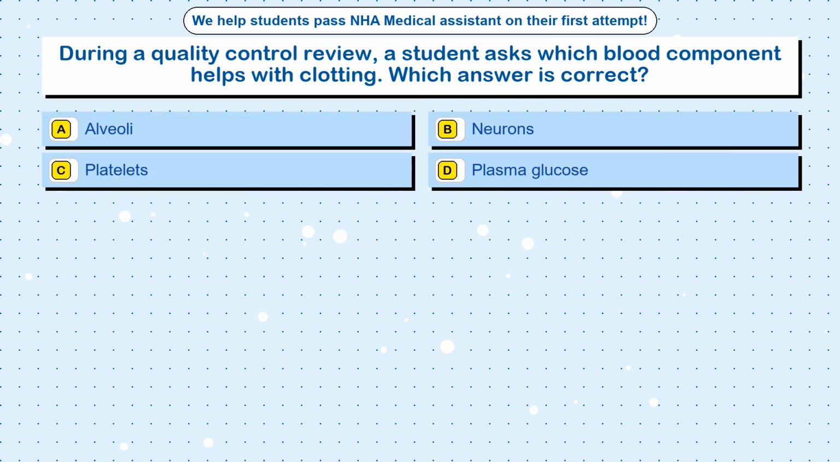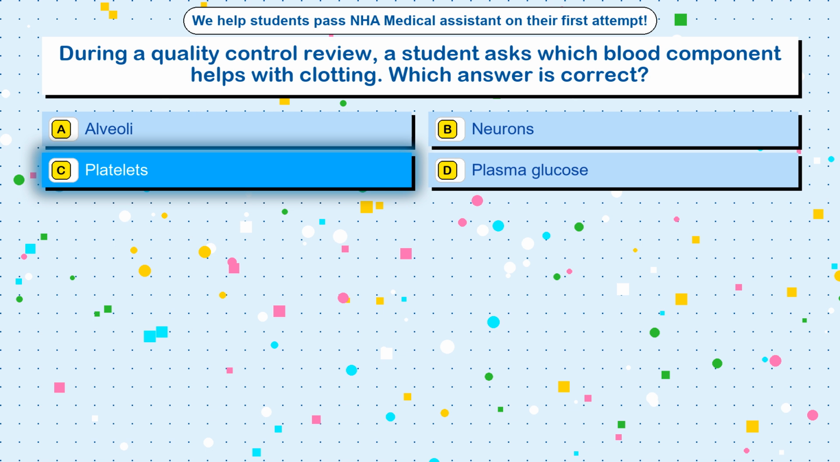Question 88. During a quality control review, a student asks which blood component helps with clotting. Which answer is correct? Option A, alveoli. Option B, neurons. Option C, platelets. Option D, plasma glucose. The correct answer is option C, platelets.